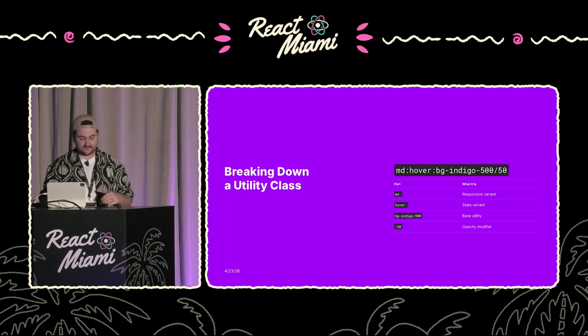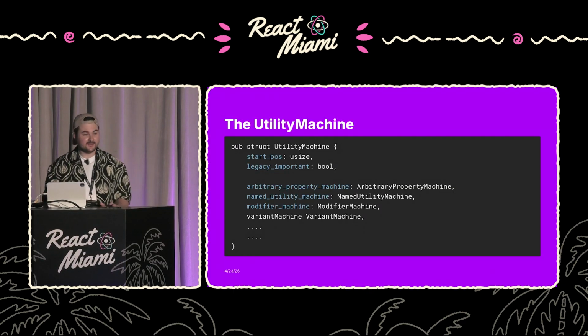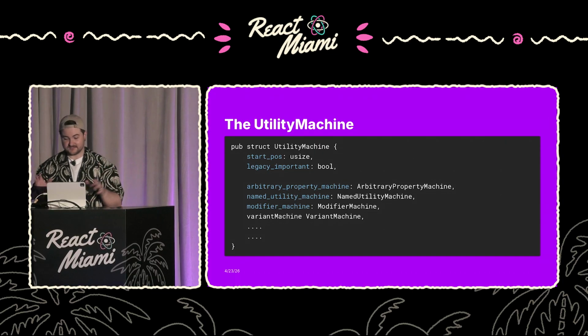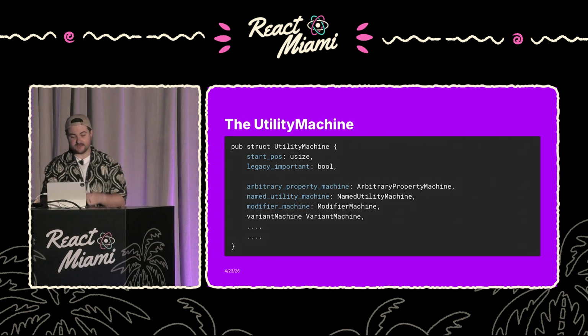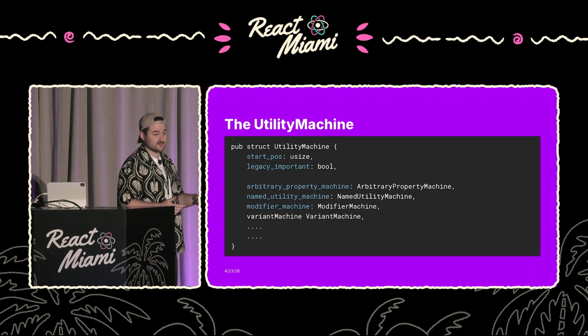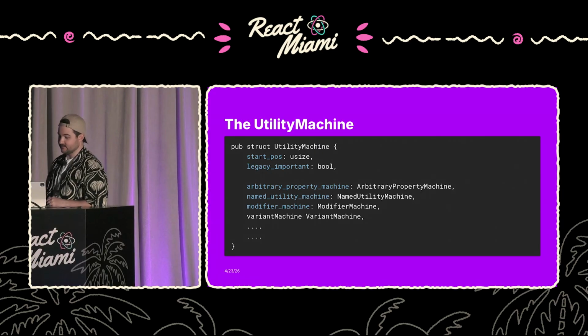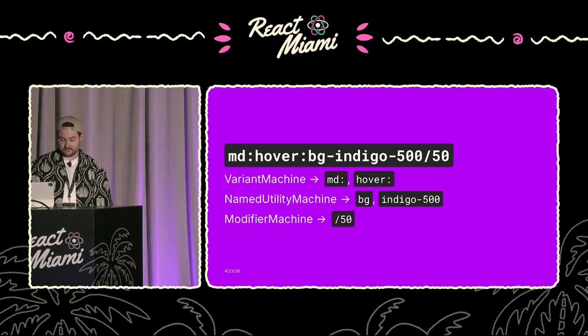And the way it does this is through a family of specialized Rust machines inside of the extractor. Now, don't overthink the word machine too much. We're JavaScript developers. I've never written Rust, but it's just a small function that knows how to recognize a specific shape in a string. And the entry point is here, the utility machine. And it will delegate work to submachines based on the first character that it sees. And you can see a few of those machines listed here. We have the arbitrary property machine, the named utility machine, the modifier machine, and the variant machine.